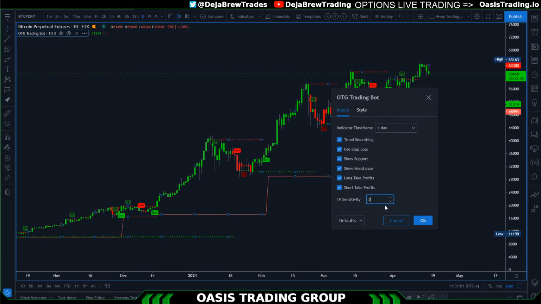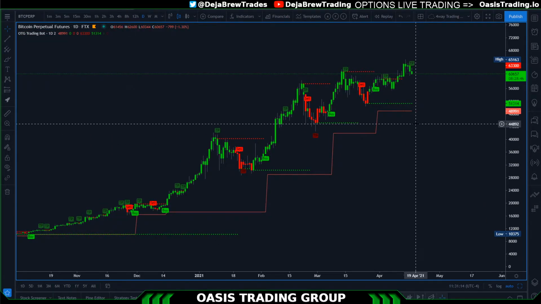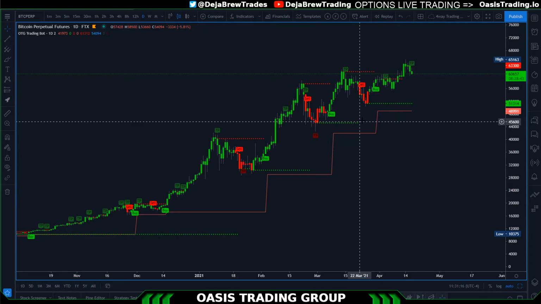So you can play with it, but I think really 2 and 1 are the only settings that you want to play with right now. 2 is default, and so far with my backtesting, it is the best. Now that's basically it for the bot. Let me go over a few things you want to do when you put the bot on your chart.